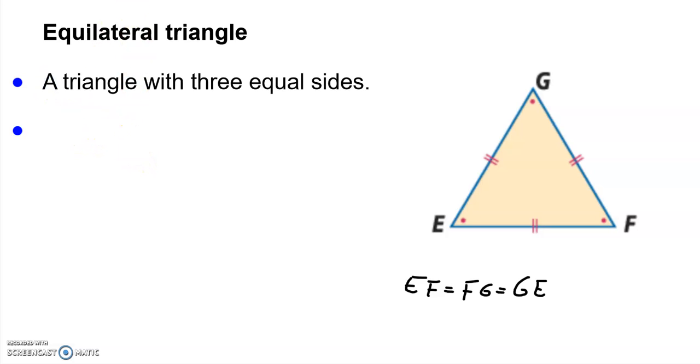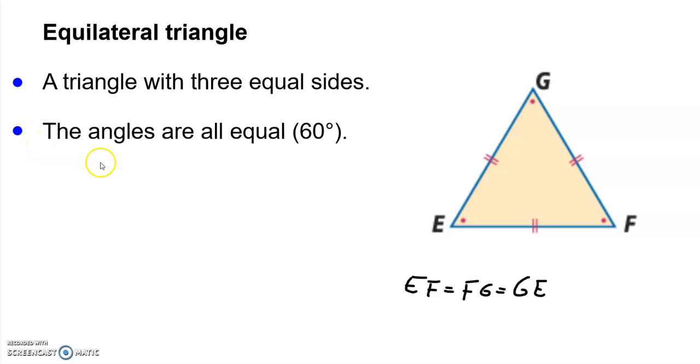Same goes for the angles. You see, the angles have all three the same symbol, and this means that all the angles are equal and must be 60 degrees because the sum of all the angles is 180, and 3 times 60 is 180. So you could also write down angle E is equal to angle F is equal to angle G, and all are 60 degrees. So this was the third special triangle you need to know about.